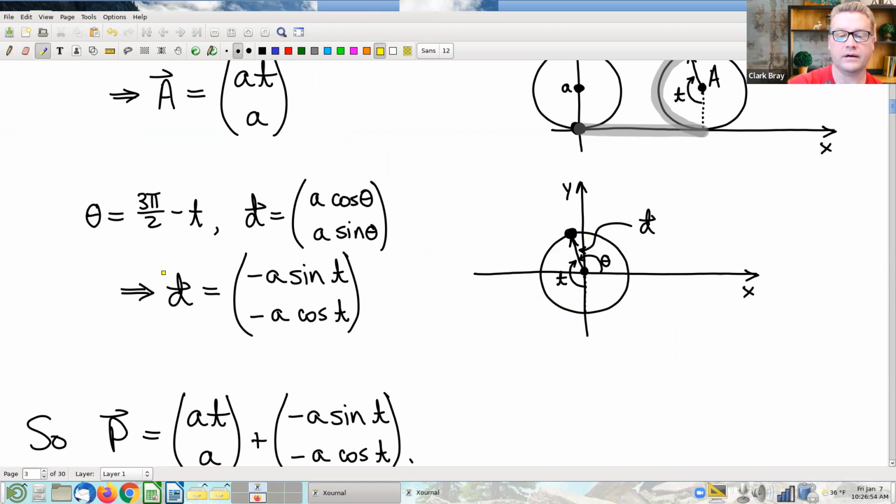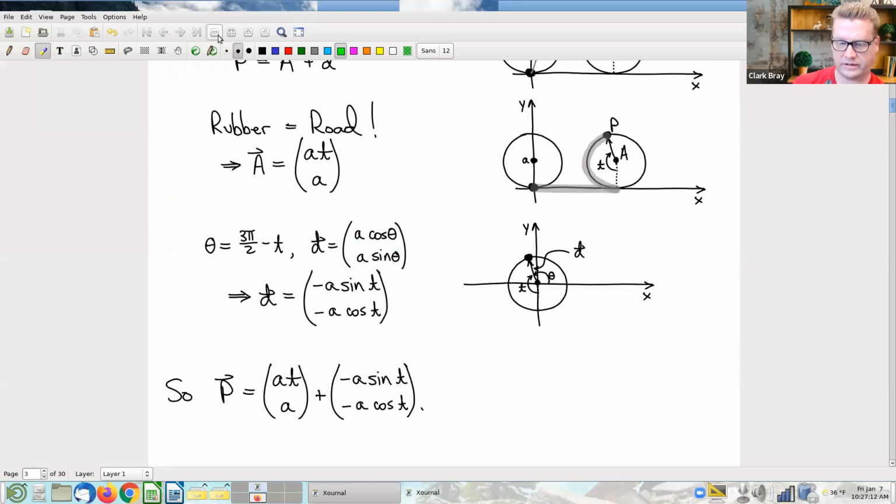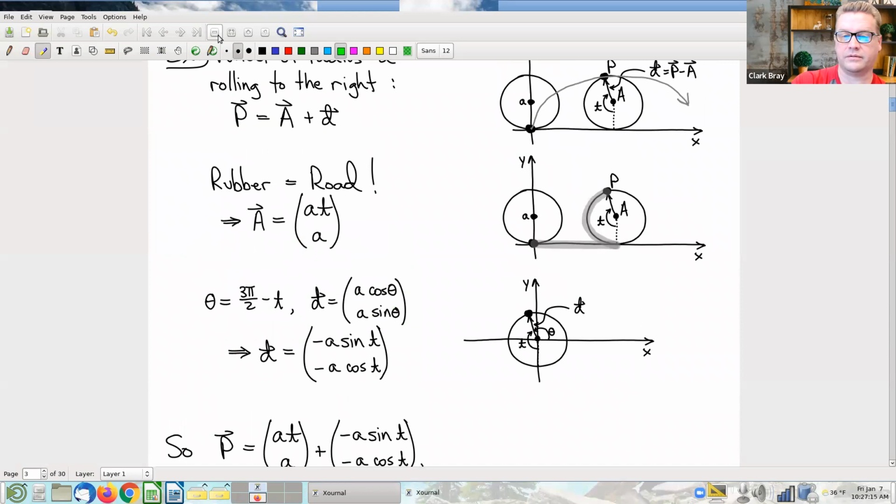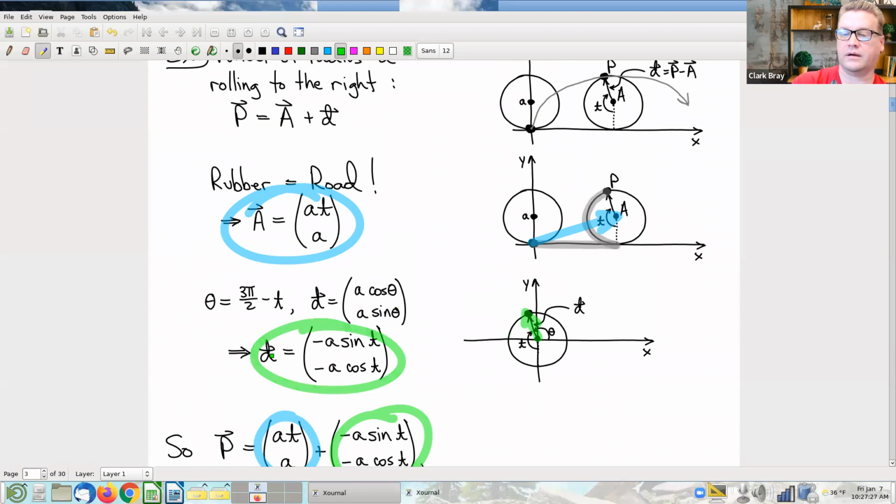So this theta that I've got sitting here, I can just plug in. Theta is 3 pi over 2 minus t. I'll use my angle addition formulas, and out comes d, also in terms of the t vector. So all together then, my a vector is that. My d vector is that, and a plus d gives me the p that I'm looking for, now parameterized.